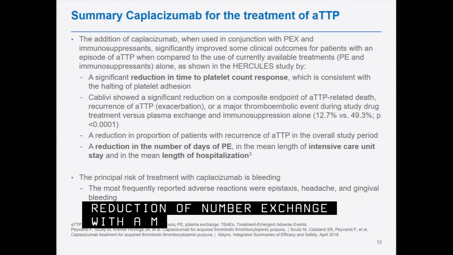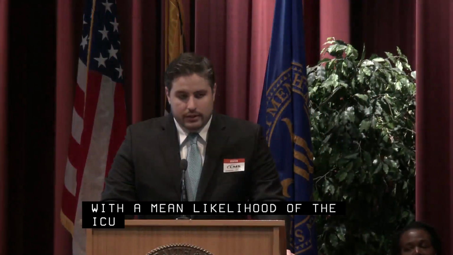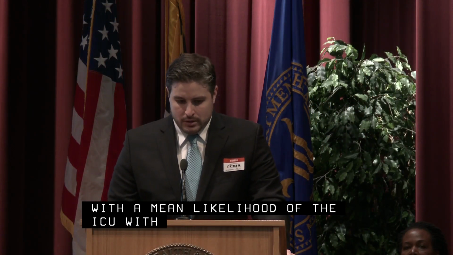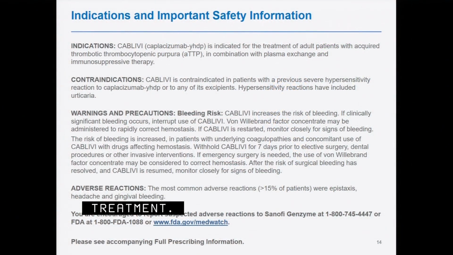The principal risks of treatment, most frequently reported as adverse events, were epistaxis, headache, and gingival bleeding. Please see the indications and important safety information for your reference as well.